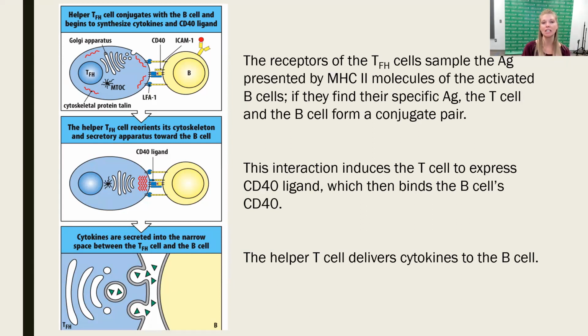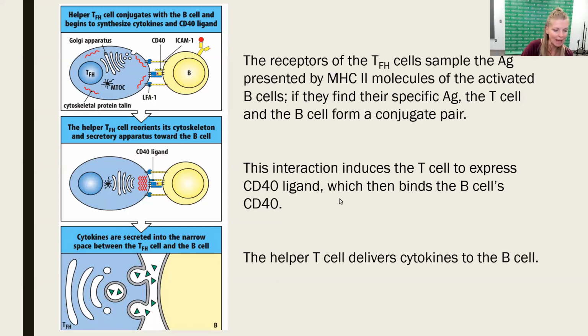And so then this conjugate pair, B cell and T cell, are going to be stuck together and they're going to stay together. And this interaction between the T cell and the B cell requires CD40 binding to CD40 ligand. And then the T cell is able to deliver the cytokines it needs to activate the B cell and get the B cell to start to isotype switch to better antibody than IgM or IgD.